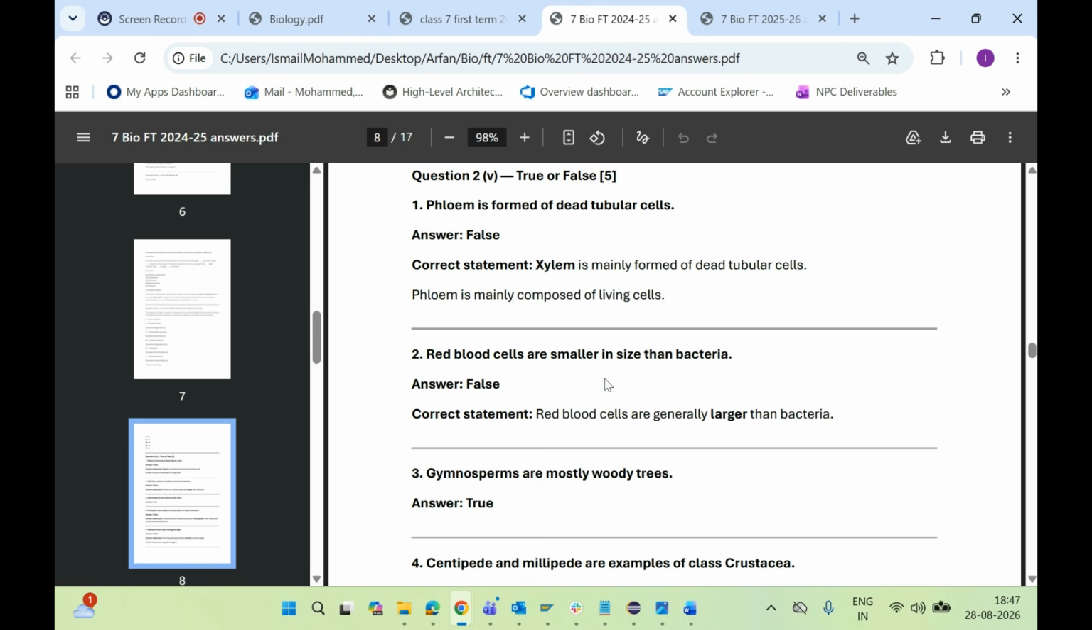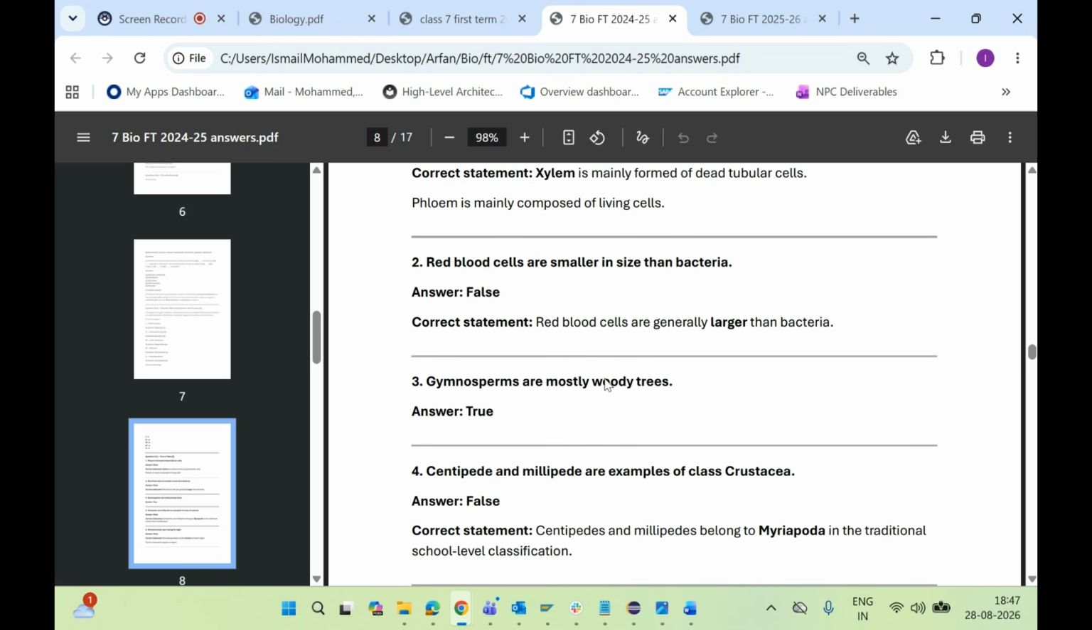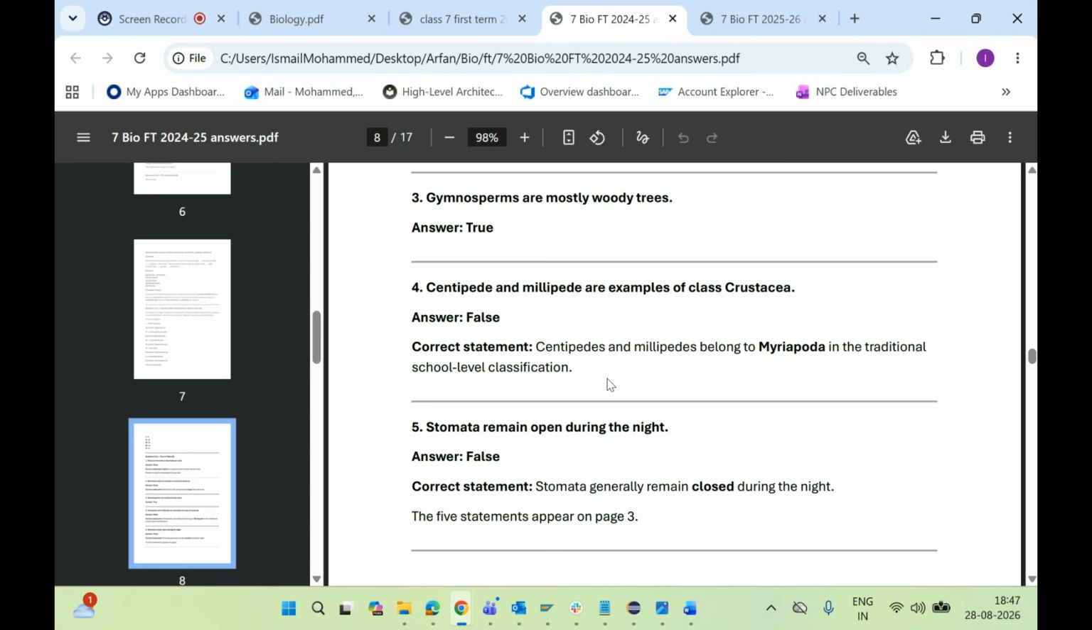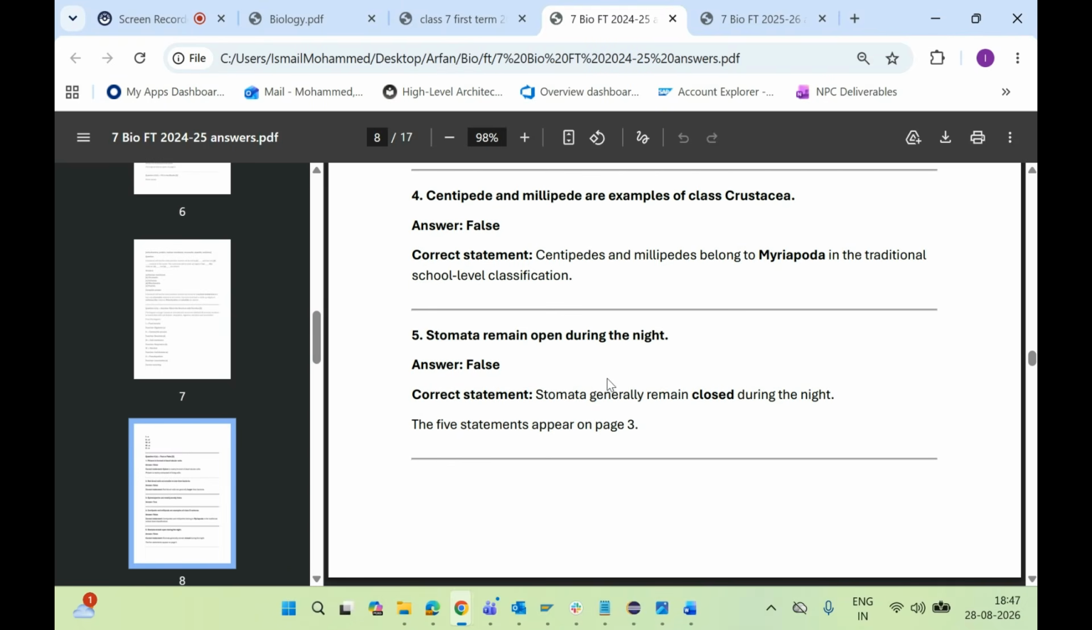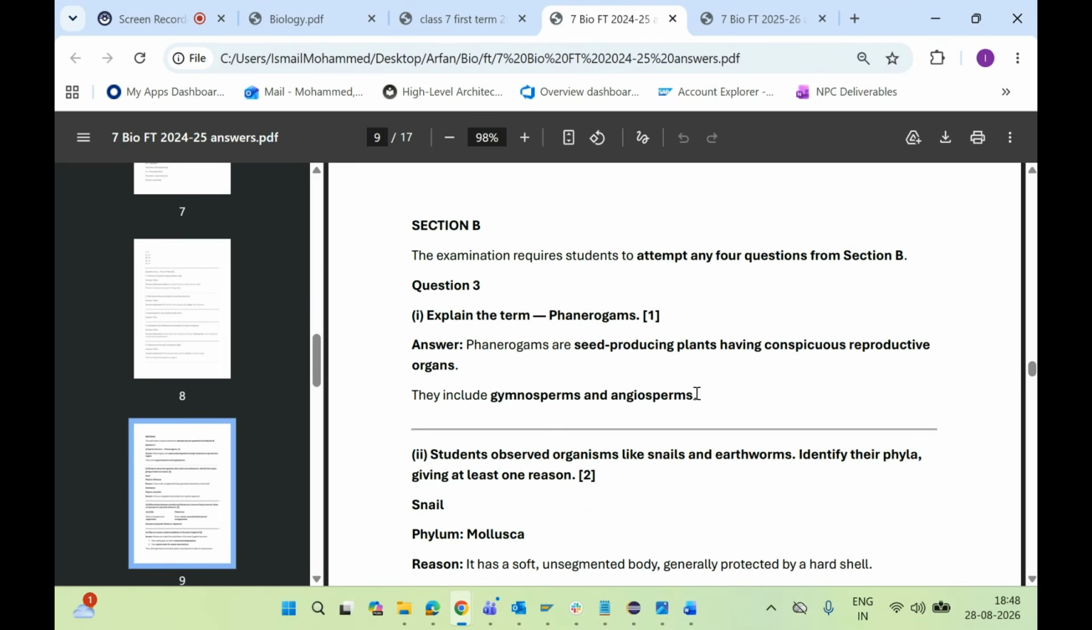Red blood cells are smaller in size than bacteria. That is also false because they are larger than bacteria. Gymnosperms are mostly woody trees. That is true. Centipede, millipede are examples of crustacea. That is false. They are examples of myriapods. Next, stomata remain open during the night. That is false. Stomata generally remain closed during the night, not open. During the day, they are open.